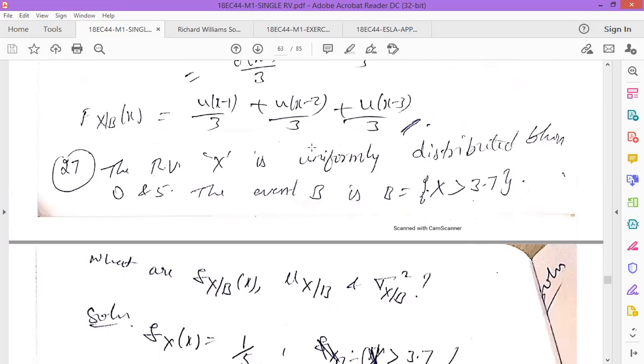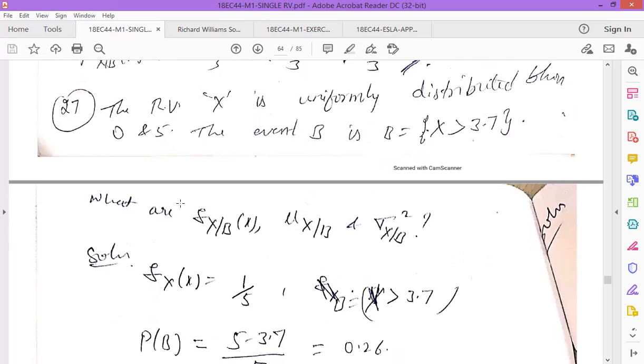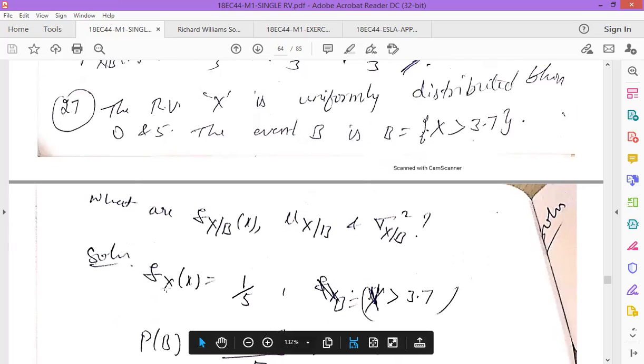So here from this you can see that the random variable x is distributed between 0 to 5. So using this statement, you can calculate fx of x. So here fx of x is equal to 1 by 5. How are we going to write it? We know that the total PDF is equal to 1 and it is distributed between 5 places. So here the PDF is 1 by 5.